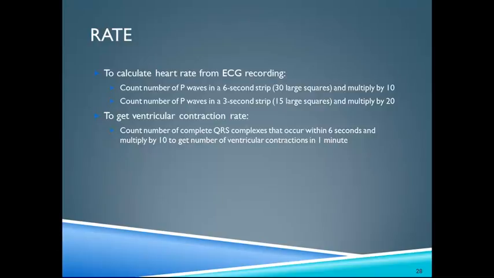You can also count the number of small squares in between the R waves and then divide 1500 by that number. One minute on an EKG strip passes 1500 small boxes. To get the ventricular contraction rate, we count the number of complete QRS complexes that occur in 6 seconds and multiply it by 10 to get the number of ventricular contractions in 1 minute.